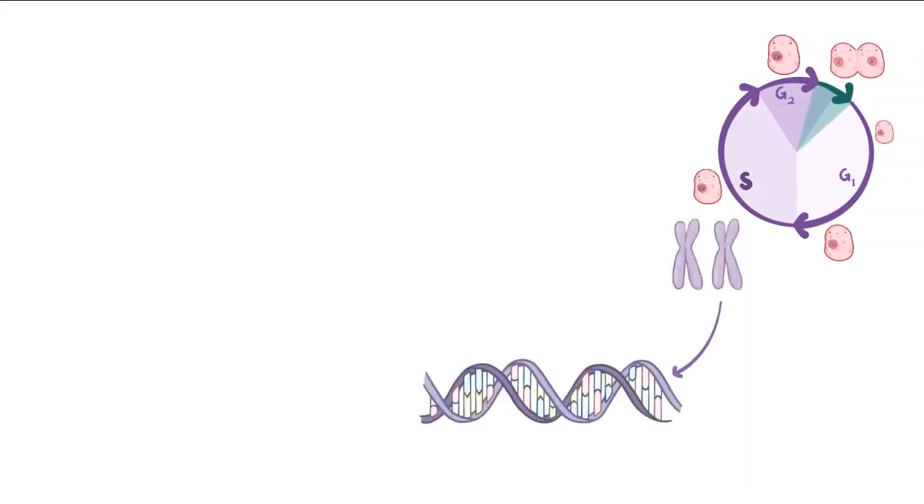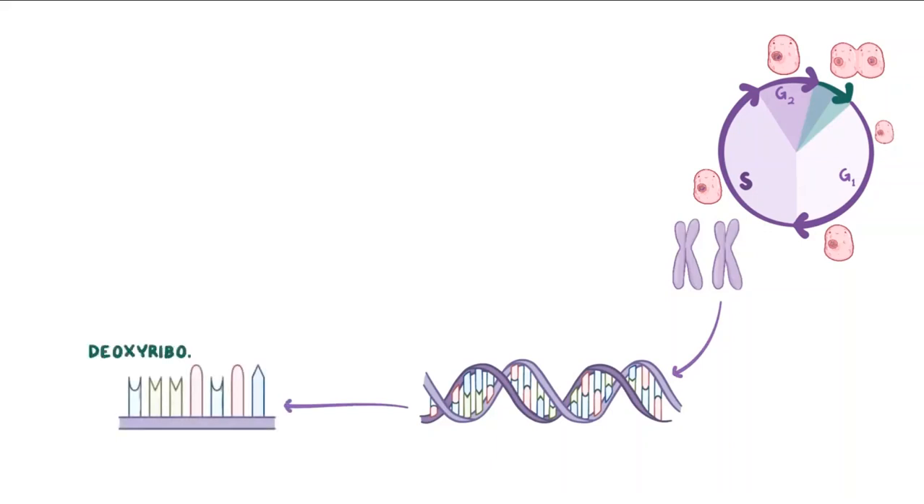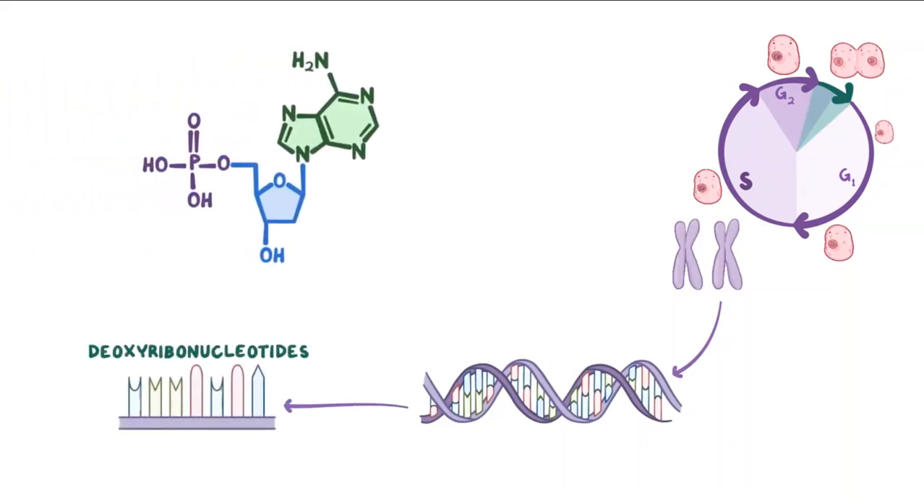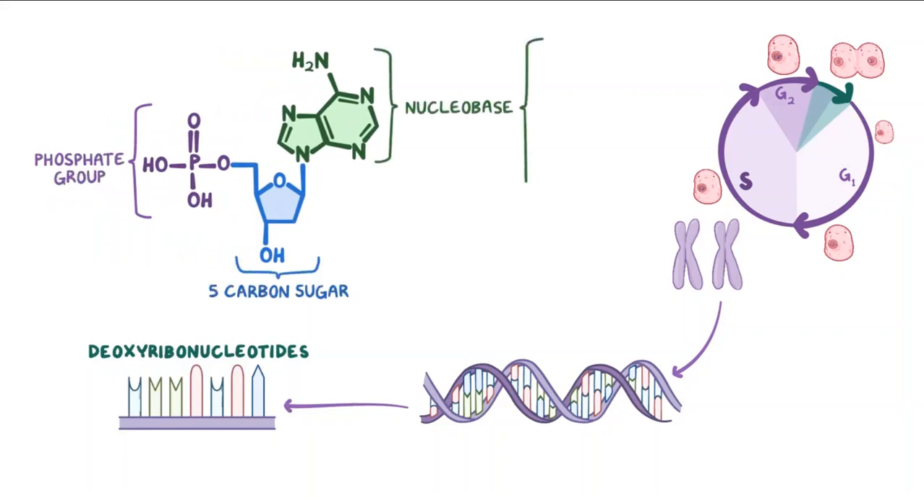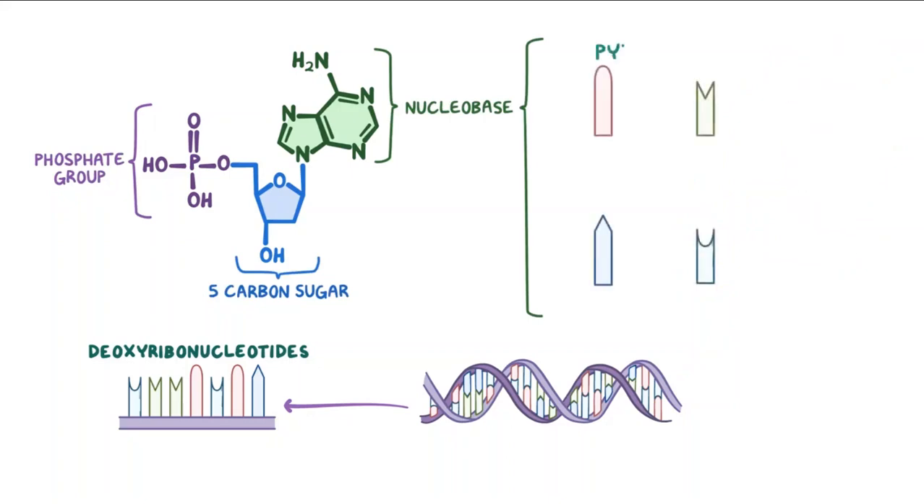Alright, during the S phase of the cell cycle, the cell performs DNA replication. DNA is composed of a sequence of deoxyribonucleotides, and each deoxyribonucleotide is made of a phosphate group, a 5-carbon sugar like deoxyribose, and a nucleobase, which can be either a pyrimidine like cytosine or thymine, or a purine like adenine or guanine.